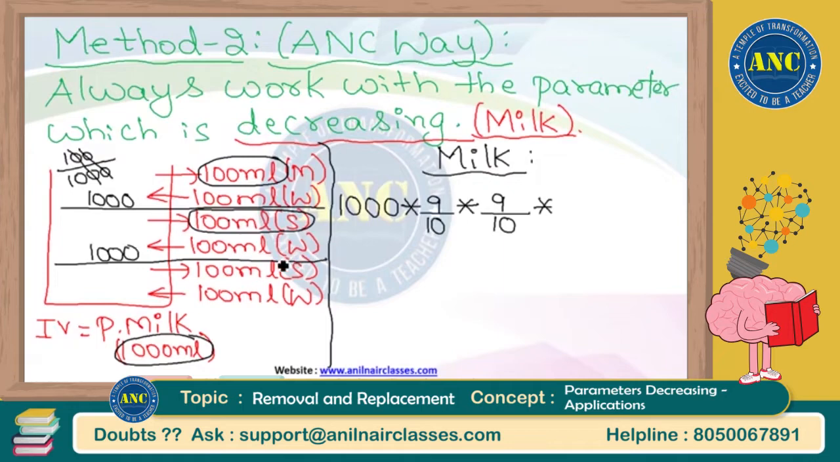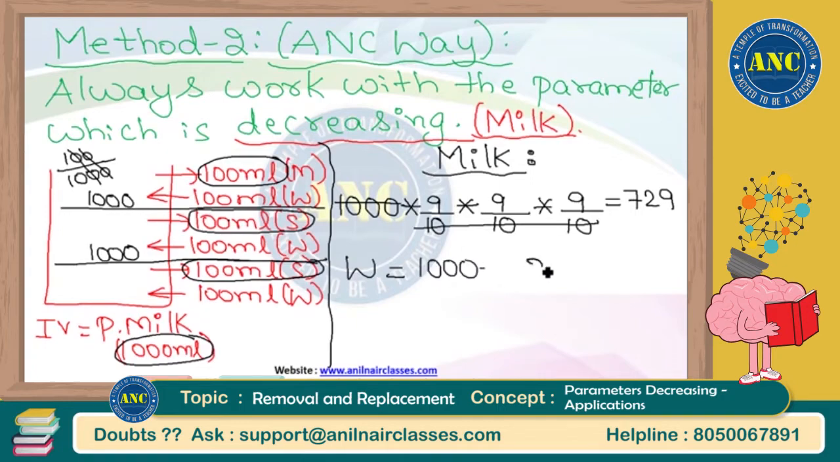Same logic once again. 100 ml is taken out of 1000 ml. 100 out of 1000 is taken out. 1 by 10 is taken out. Remaining is 9 by 10. If you check it here, 10 into 10 into 10 is nothing but 1000. 1000 will cancel with 1000, and 9 cube is nothing but 729. Out of the total 1000, milk is 729. Water is 1000 minus 729, which is 271.